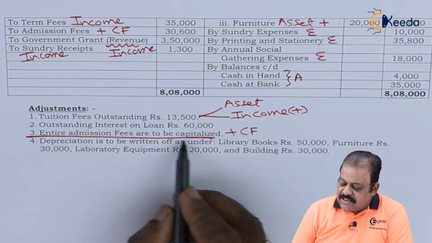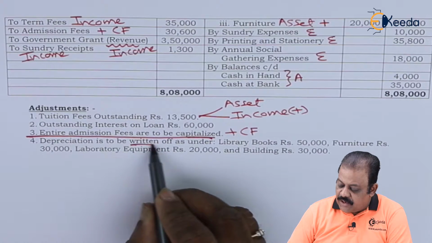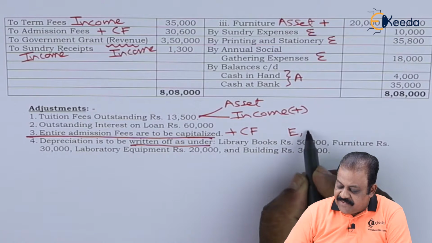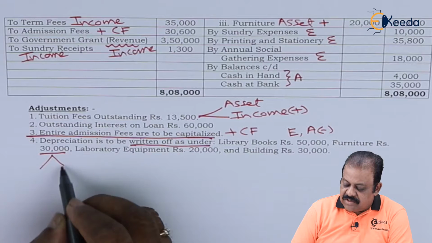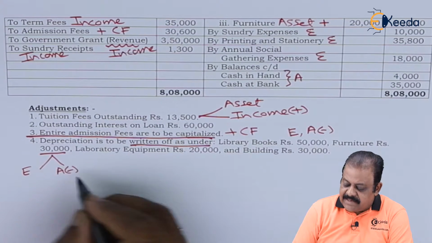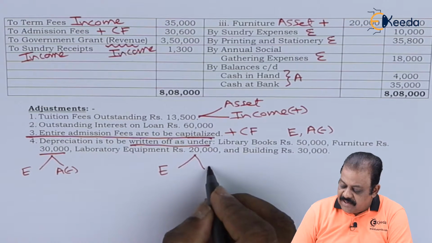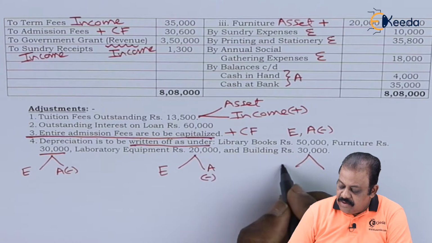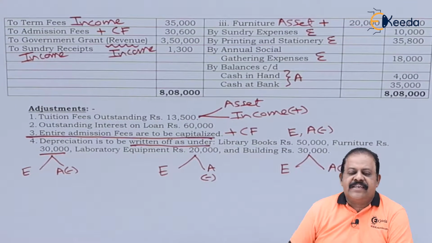Third adjustment we have already discussed. Number 4, depreciation is to be written off. Library books 50,000. One effect expenditure, second effect less from asset. Furniture 30,000. One effect expenditure, second effect less from asset. Laboratory equipment 20,000. One effect expenditure, second effect less from asset. Depreciation on building, one effect expenditure, another effect less from asset.